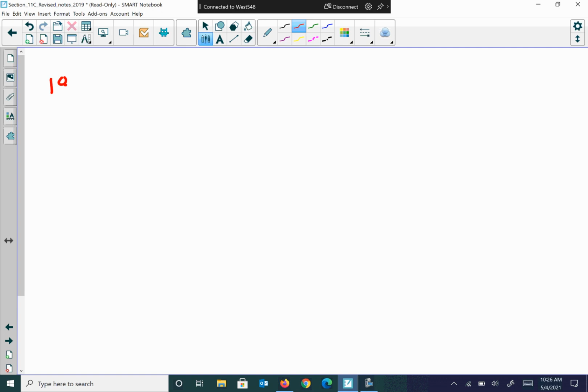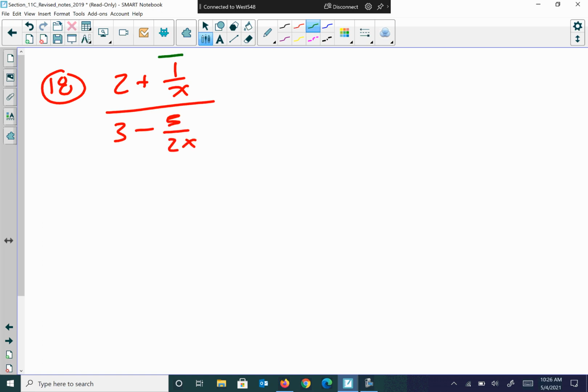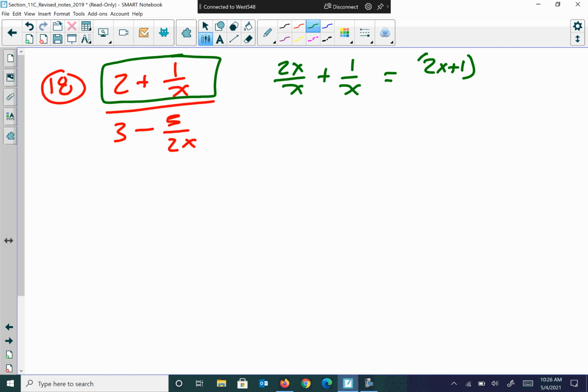So I'm taking a look at number 18 in our book. I need you to talk me through how I'm going to do this problem. What's my common denominator on the green part? X. So I'm going to get 2x over x plus 1 over x, which indeed turns into 2x plus 1. That can be factored, so put it in parentheses, over x. Is that okay?